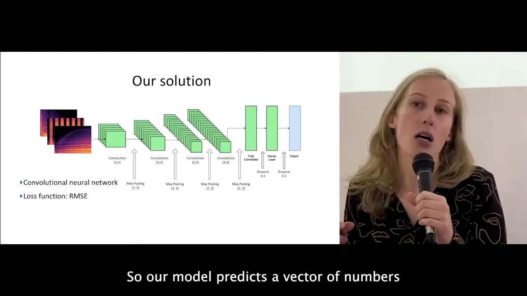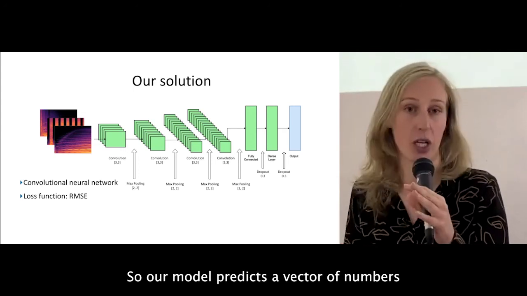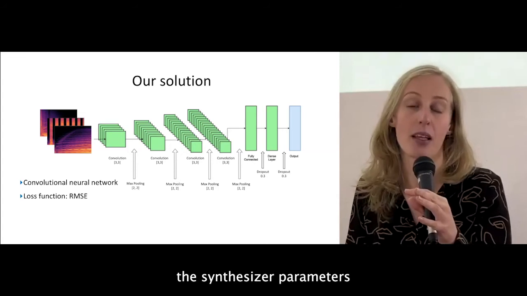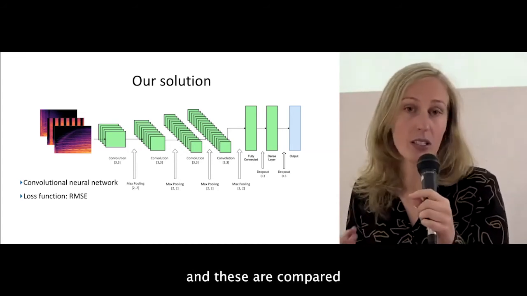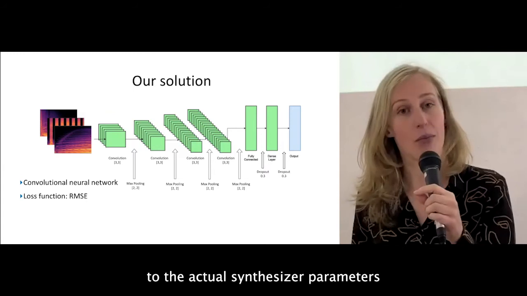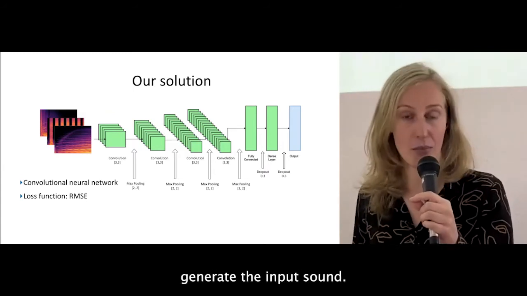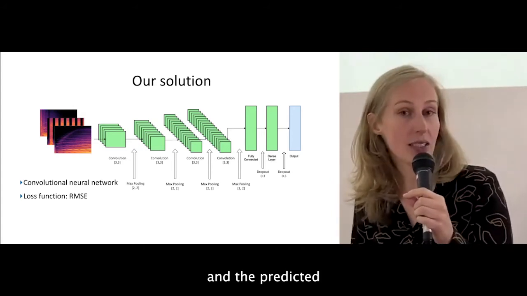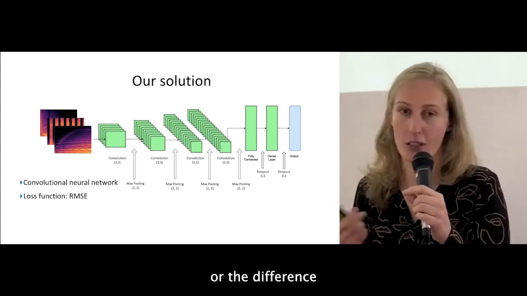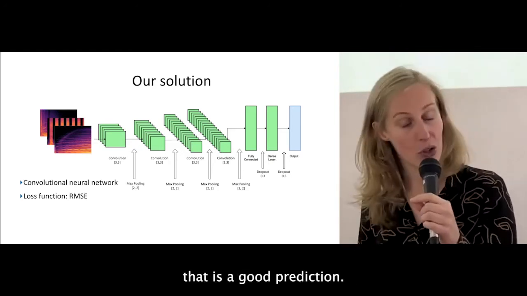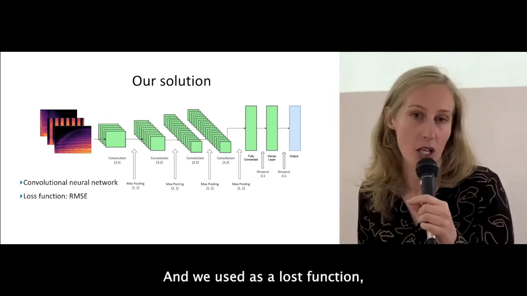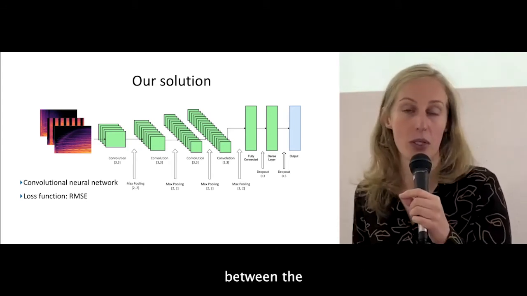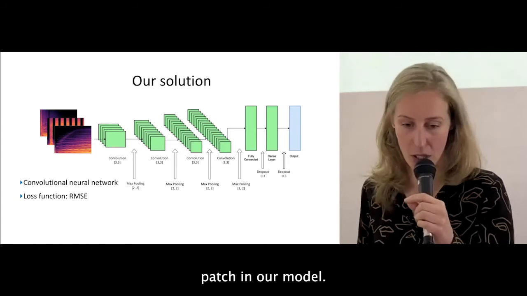All right, so our model predicts a vector of numbers corresponding to the synthesizer parameters that generate the sound. And these are compared to the actual synthesizer parameters that were used to generate the input sound. And so when the true patch and the predicted patch are very similar, or the difference between them is very small, that is a good prediction. And as a loss function, we minimized the root mean squared error between the true patch and the predicted patch in our model.